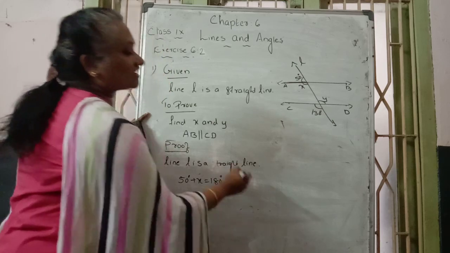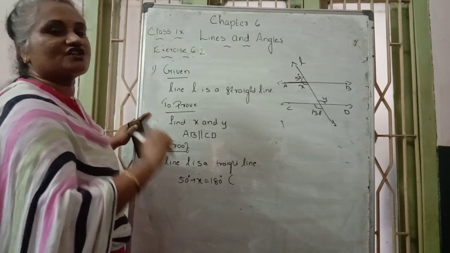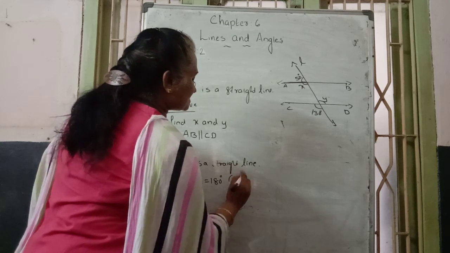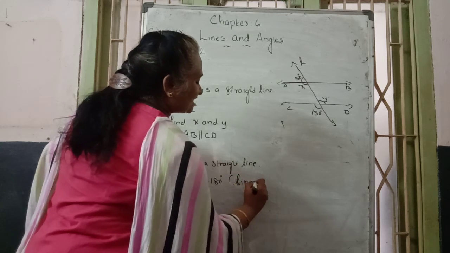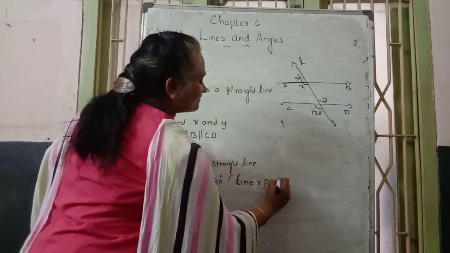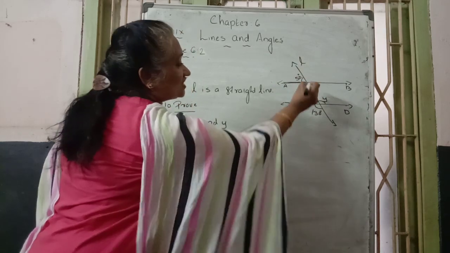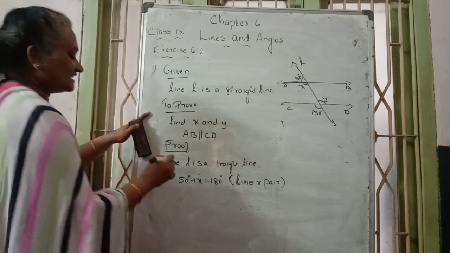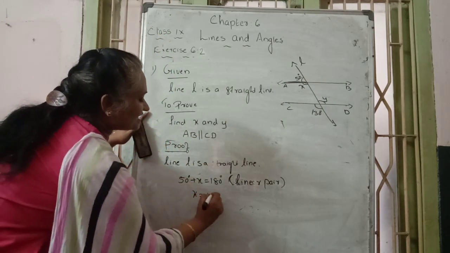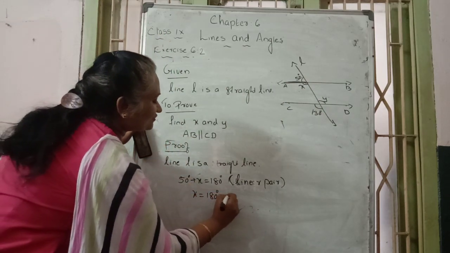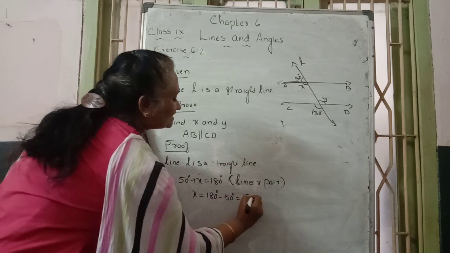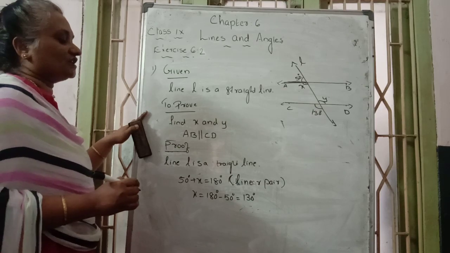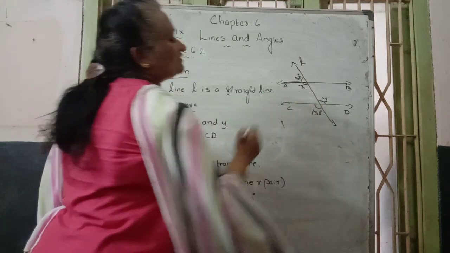For the reason, we write it in brackets. Why do we take it like that? Because it is a linear pair of angles. We apply the linear pair property here because L is a straight line and this ray is a common arm. The next step, how to find x? x is equal to 180 degrees minus 50, which becomes 130 degrees. Angle x is 130 degrees. In the same way, we want to find the y value.